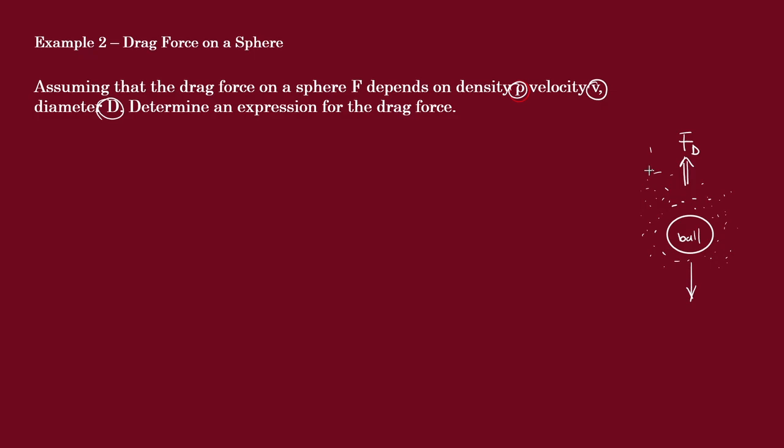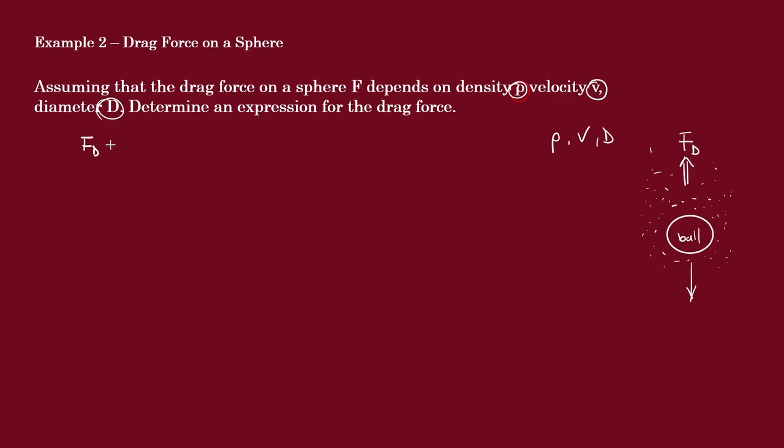So you have a ball falling in some arbitrary fluid going this way, so weight acts downward. The drag force due to viscosity acts upwards, and depends on the density rho, velocity V, that's how fast the ball is traveling, and the diameter D. Determine an expression for the drag force. So we're going to do the exact same thing we did when solving for the period of a pendulum.